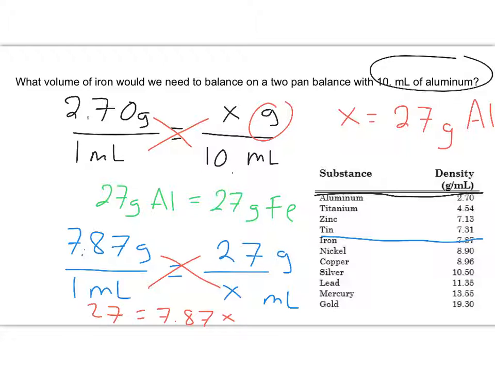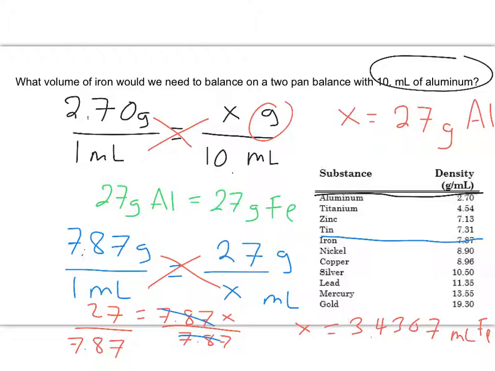And then what we need to do is divide both sides by 787, as you would in math class. So that's going to cancel. 27 divided by 787 comes out to be 3.4307 milliliters of iron.